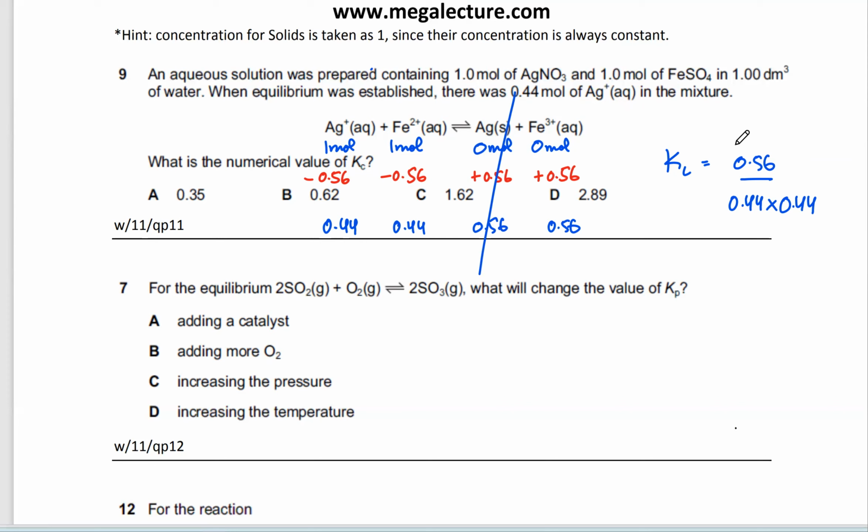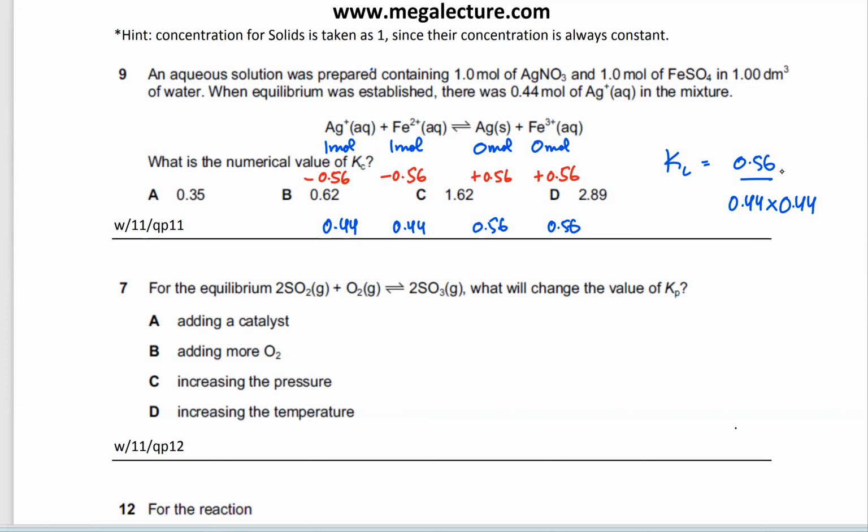So what do you get for this? 2.89. Just remember that solid concentration is taken as 1. So no matter what the moles are, the Kc expression uses concentration, and that's taken as 1.